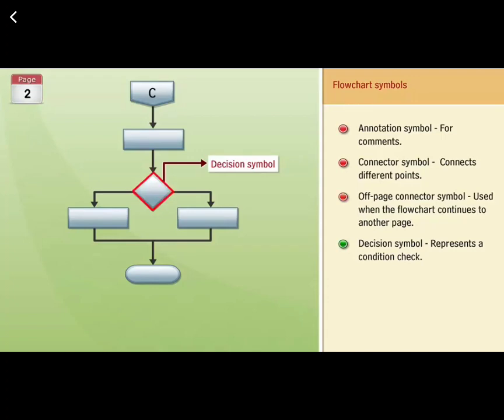This is the decision symbol. You can see that it has one entry point and two exit points, namely true and false. It represents a condition check. If the outcome of the condition is true, the flow continues along one path, and if the outcome is false, it continues along the other.